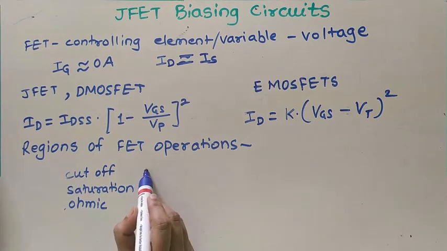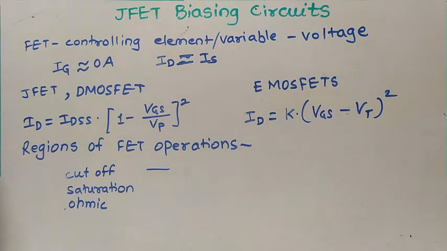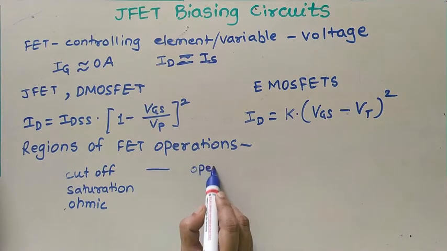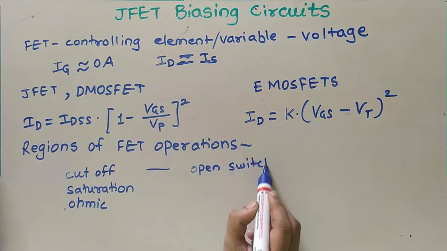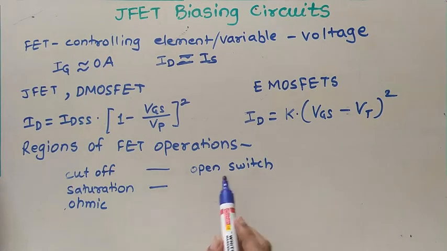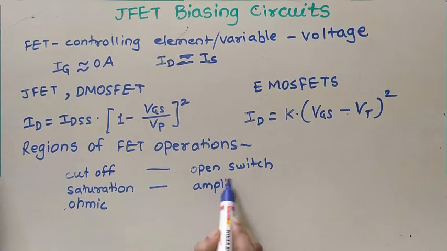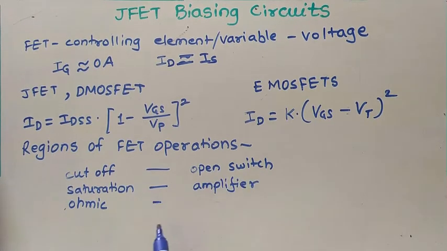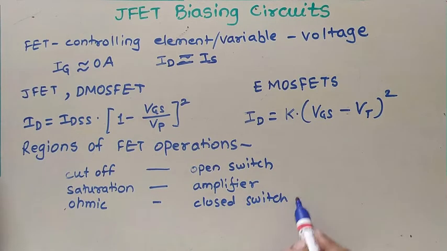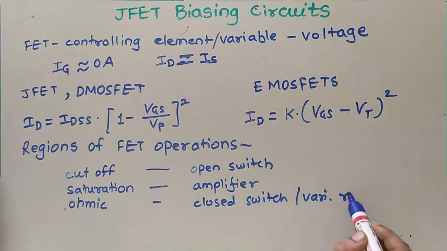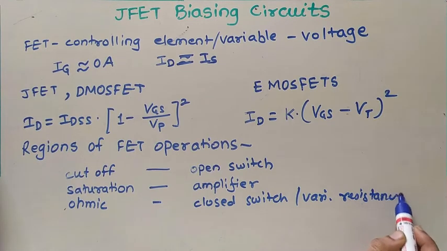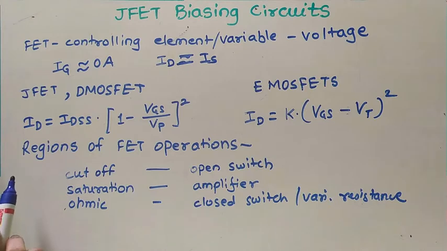Now in cutoff, the JFET or FET acts as open switch. In saturation it acts as amplifier, and in ohmic region it acts as closed switch or variable resistance. Okay, so these are the regions of FET operations. These are very important when we are going to study the biasing circuits for JFET.